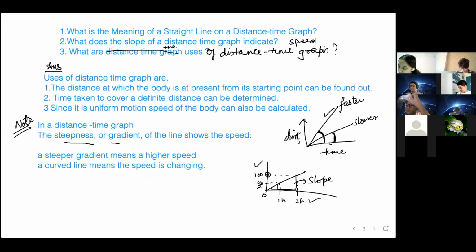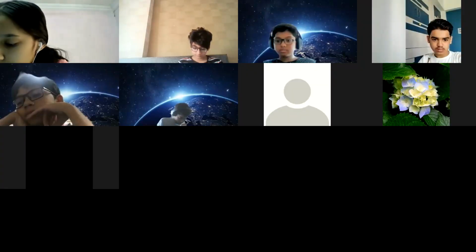Steeper gradient means the angle is more. Okay. The second point of uses of the distance-time graph is similar to the first. The first point is telling you that you can find out the distance. The second point is telling you that you can find out the time. Same thing, because both things are there, but it is telling about different things.